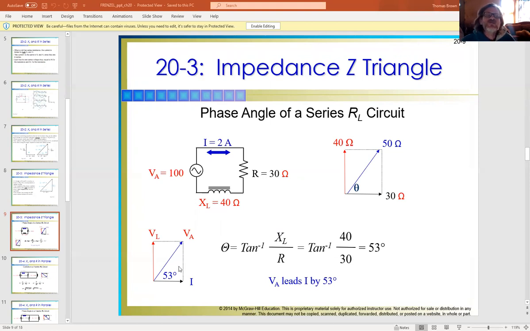So remember, anything over 45 degrees, or under 45 degrees, means it's either more inductive or more resistive. So in this particular circuit, since we're at 53 degrees, we're going to be a little more inductive. But otherwise, it's pretty balanced. 53 is pretty even.